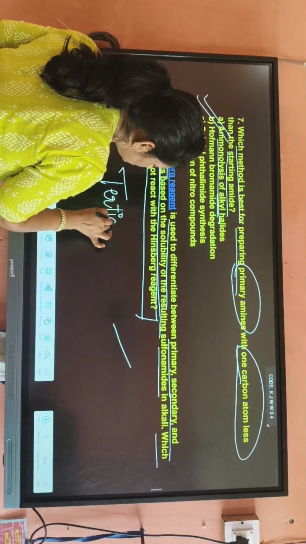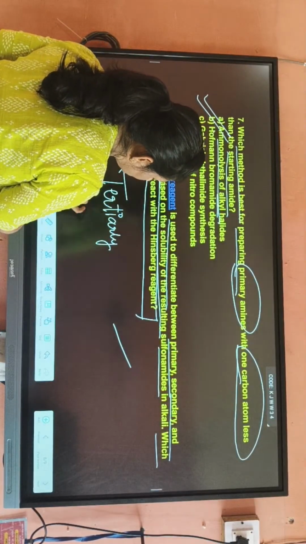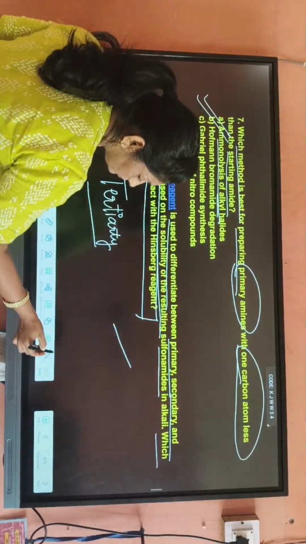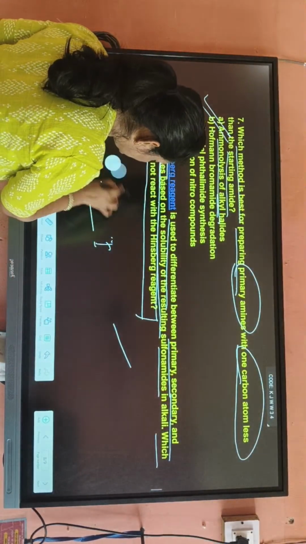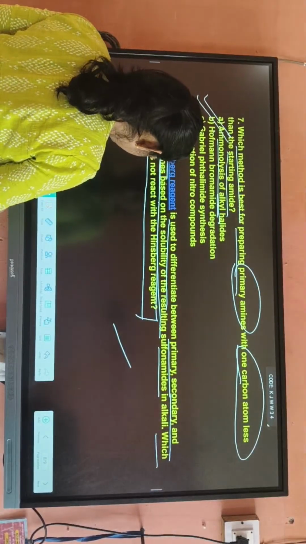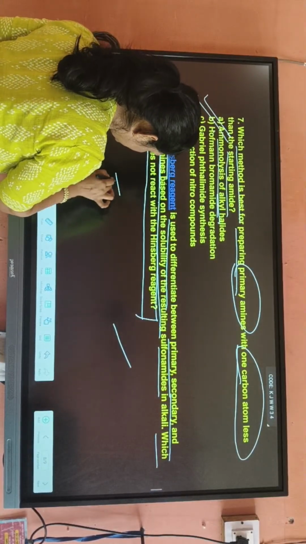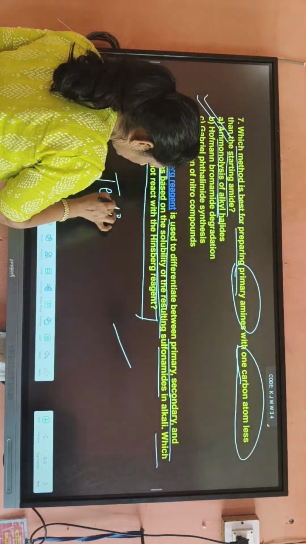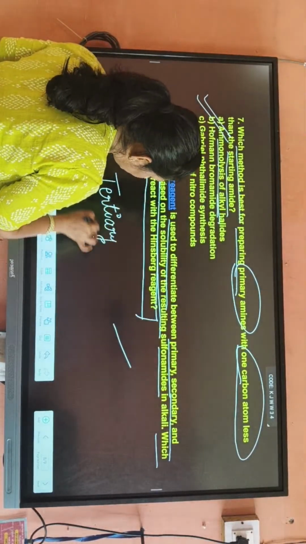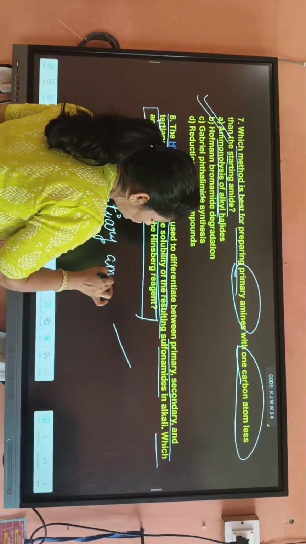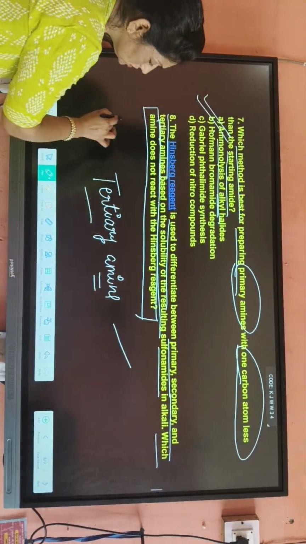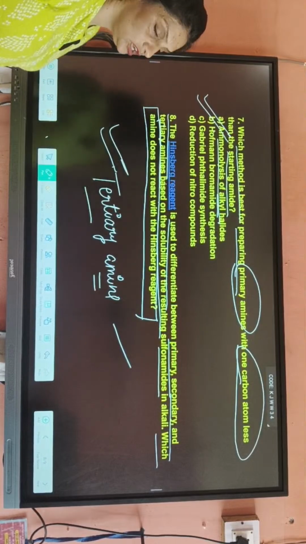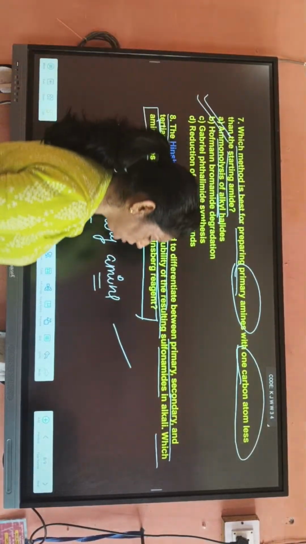Tertiary amine initially does not react with Hinsberg reagent. So your answer will be tertiary amine.